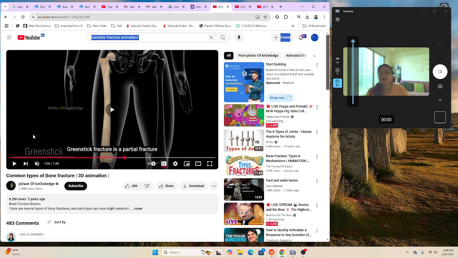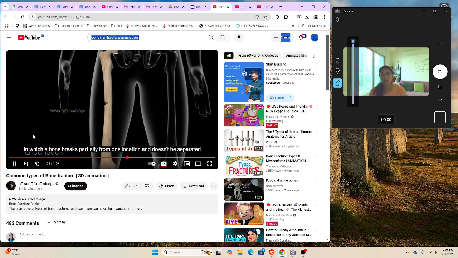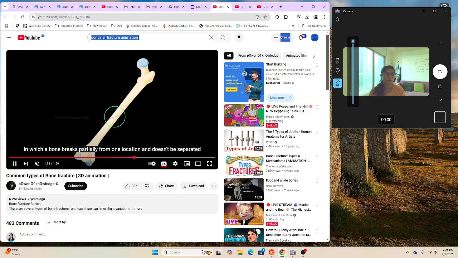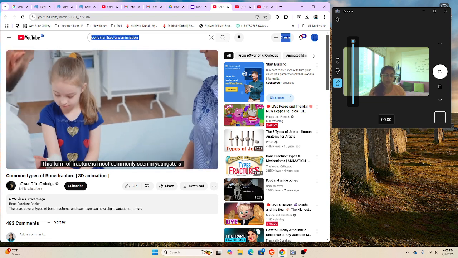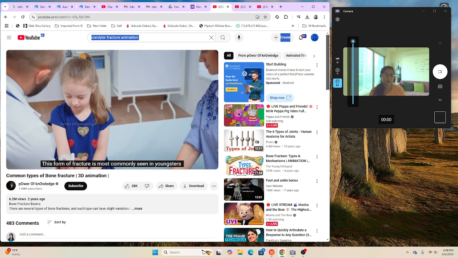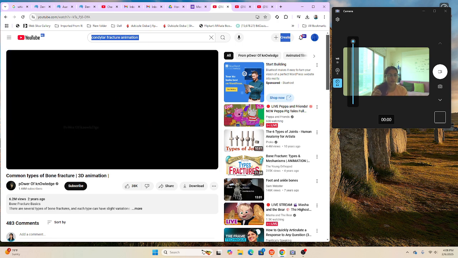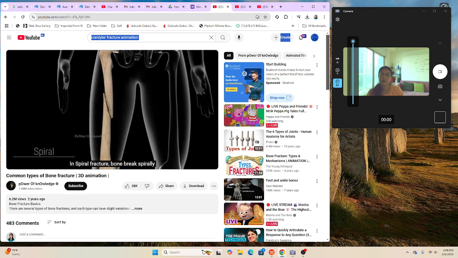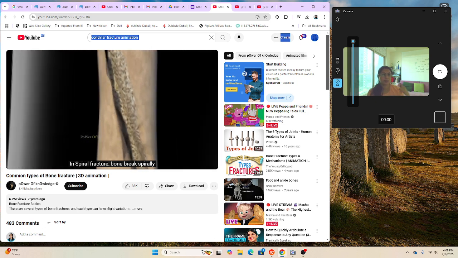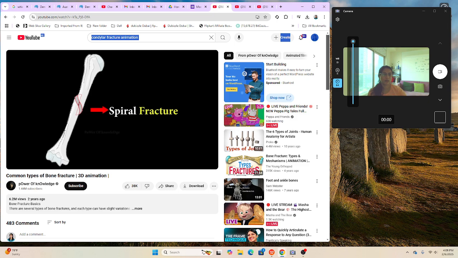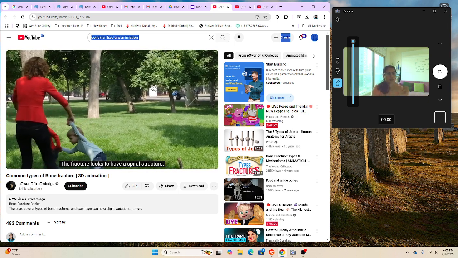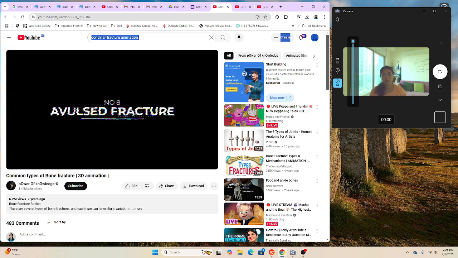Greenstick fracture. Greenstick fracture is a partial fracture. So the bone is not completely broken, but it's partial. It mostly happens in young children. So you just stabilize that area and expect the fibrous tissue, etc., to form there and heal that area. Spiral fracture. In the spiral fracture, the bone breaks spirally. So it looks like oblique, but it's actually an S-shaped spiral line. The fracture line will be like this, mostly from a twisting motion or something like that.